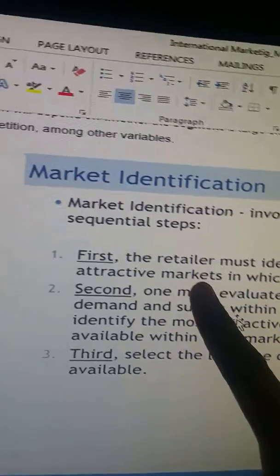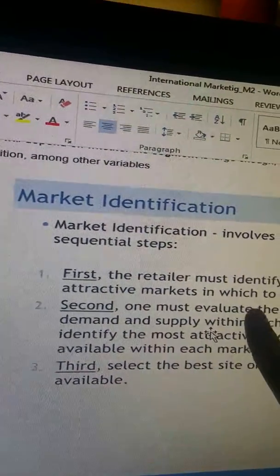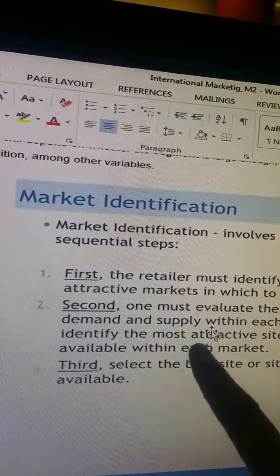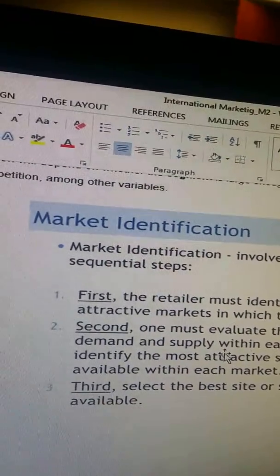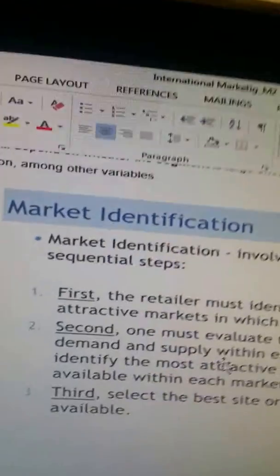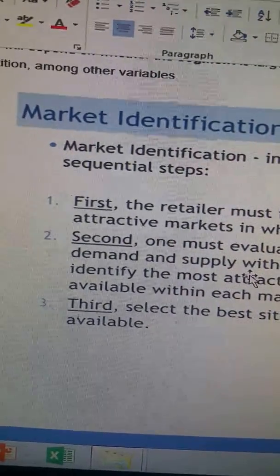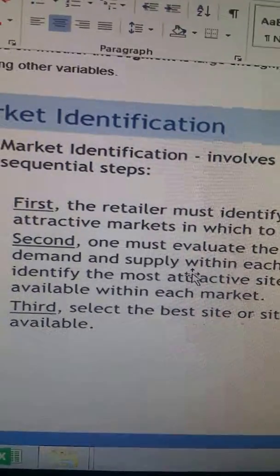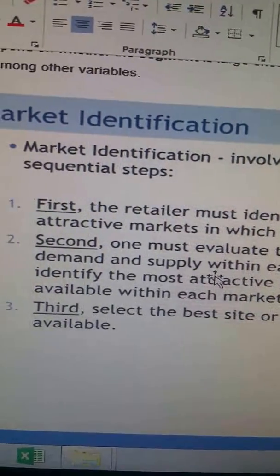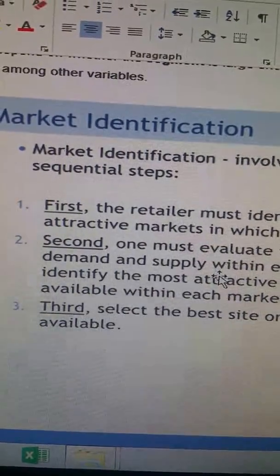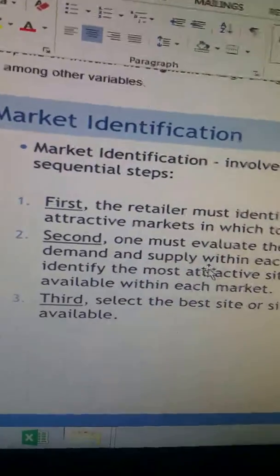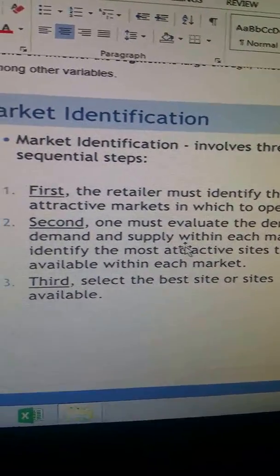Identification. First, the retailer must identify the most attractive markets to operate in. Then we evaluate the density of demand and supply, which is the market. We also identify some sites that can be attractive. When we talk about the sites, where do they hang out? Where can I put my hot dog stand? At the entrance of the mall. That would be a perfect location, okay? And then we will see if those sites, those locations, are available or not. Very good.